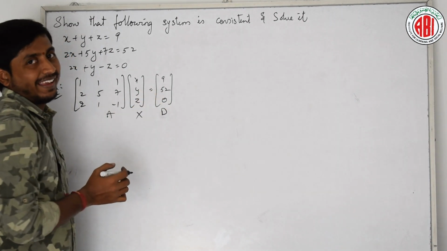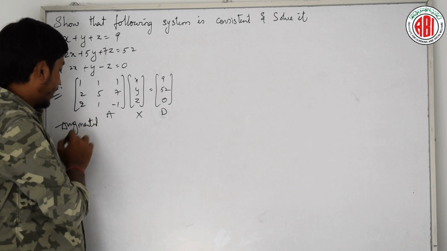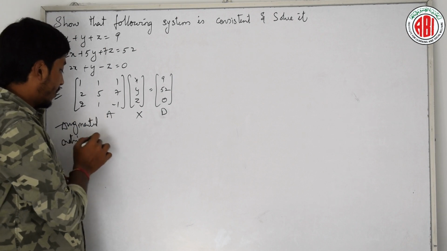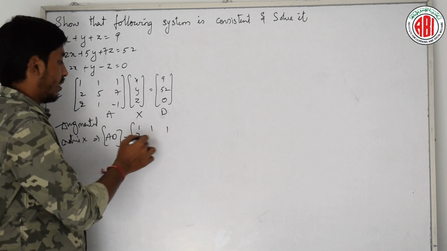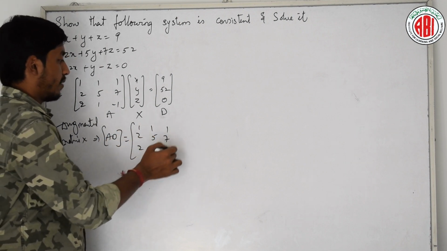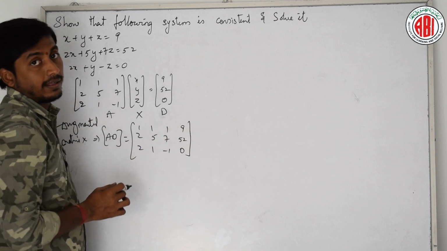This is AX equal to D. Okay. And the next step is, what is augmented matrix? Augmented matrix is [A|D], that is 1, 1, 1, 2, 5, 7, 2, 1, minus 1, 9, 52, 0. Is it clear?